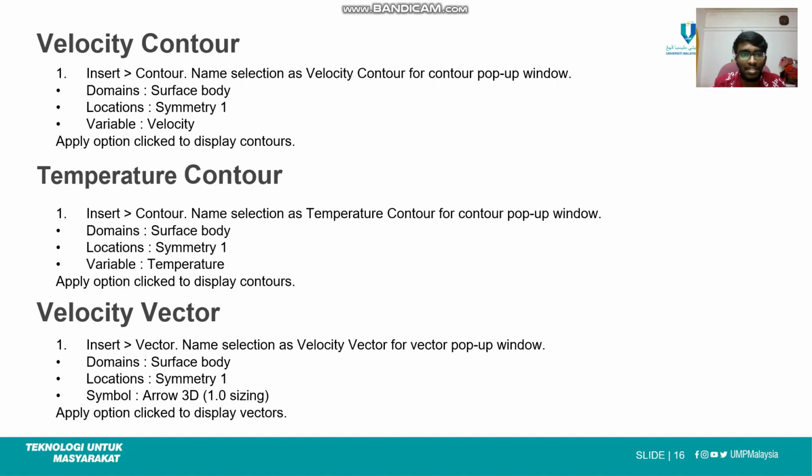For the velocity vector, it is a bit different, where we add the symbol, which is arrow 3D, with a sizing of 1.0, which gives us a clear observation of the arrows flowing from the inlet to outlet along the geometry that has been drawn, which is the tube and fin heat exchanger.